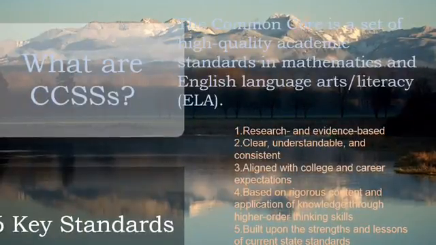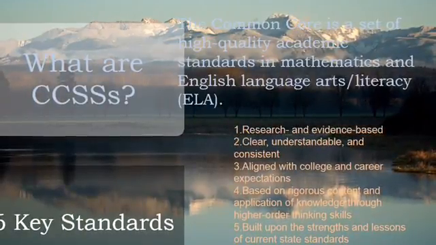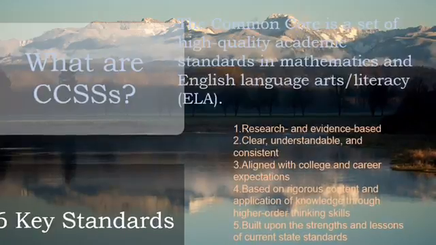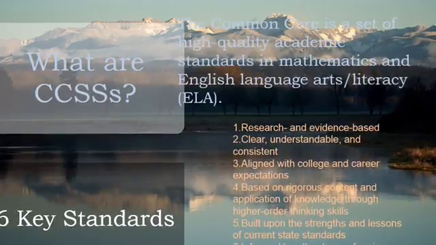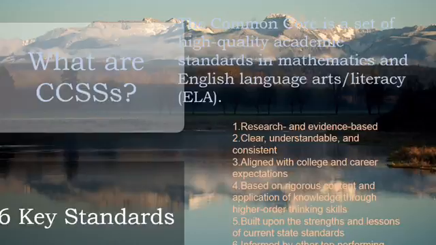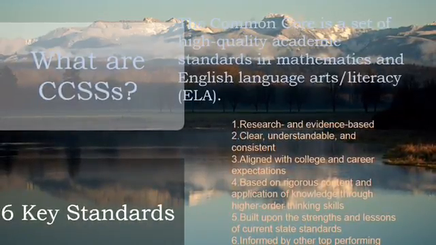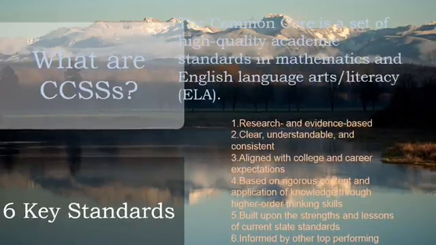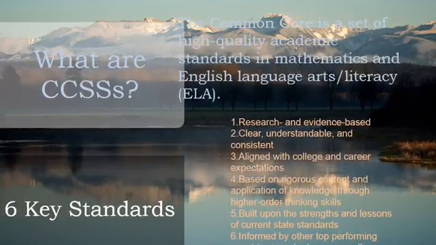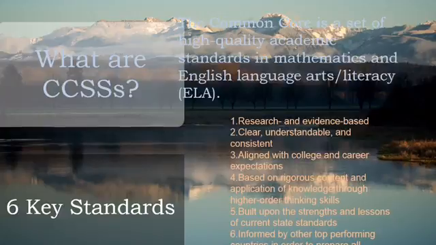We will begin by looking at the Common Core state standards. The Common Core is a set of high-quality academic standards in mathematics and language arts/literacy, or ELA. There are 6 key things that you should know when talking about Common Core state standards and what they're based on. 1. Standards are research and evidence-based.